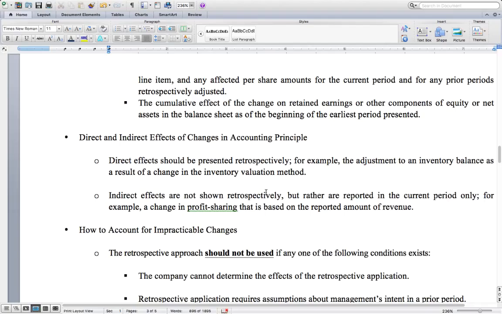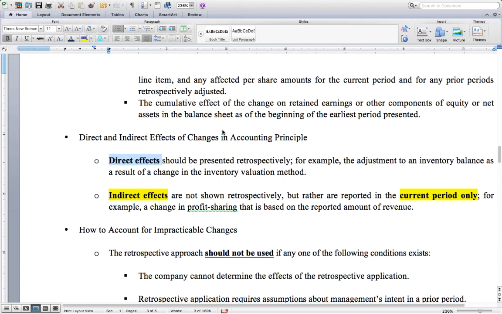Indirect effects are not shown retrospectively, but they are reported in the current period only. Make sure you understand that: direct effects are treated retrospectively, similar to the rest of the change in accounting principles, and indirect effects are current period only.